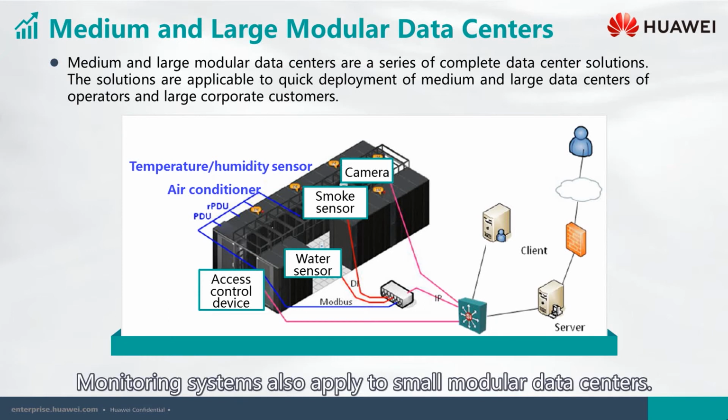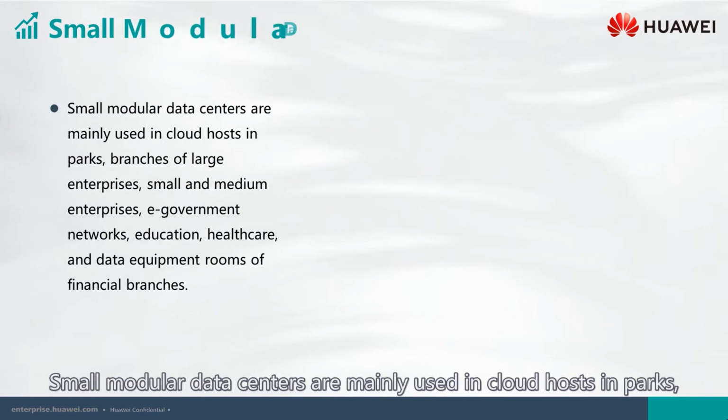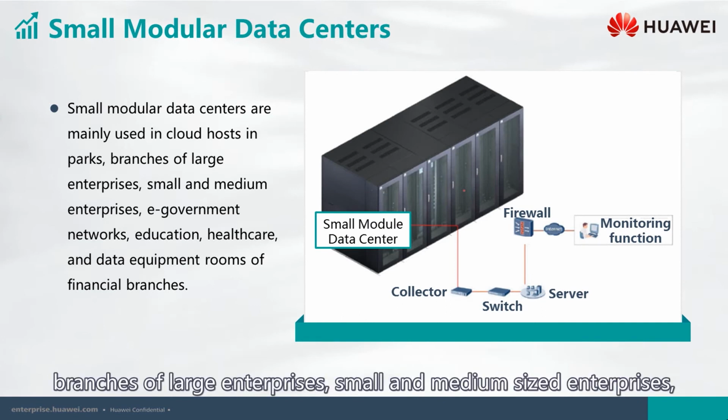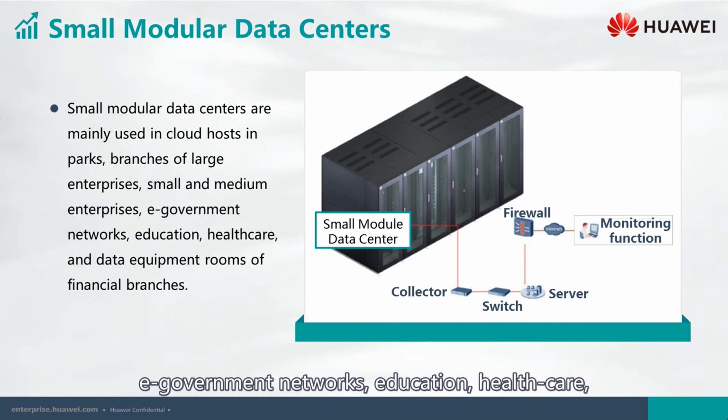Monitoring systems also apply to small modular data centers. Small modular data centers are mainly used in cloud hosts in parks, branches of large enterprises, small and medium-sized enterprises, e-government networks, education, healthcare, and data equipment rooms of bank branches. The monitoring network is similar to that of the large modular data center.